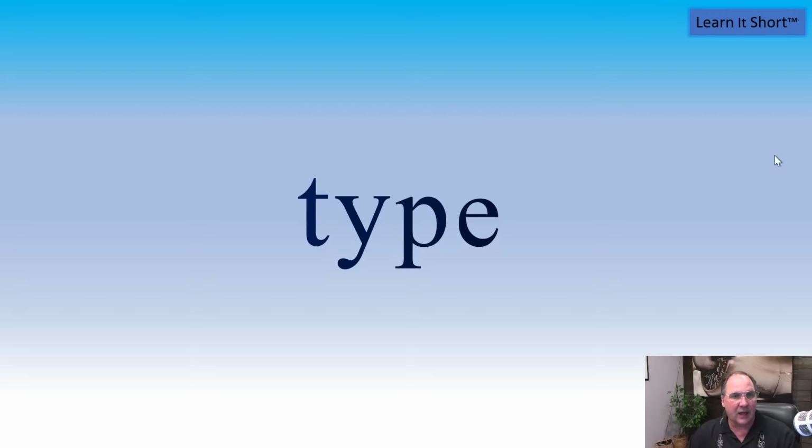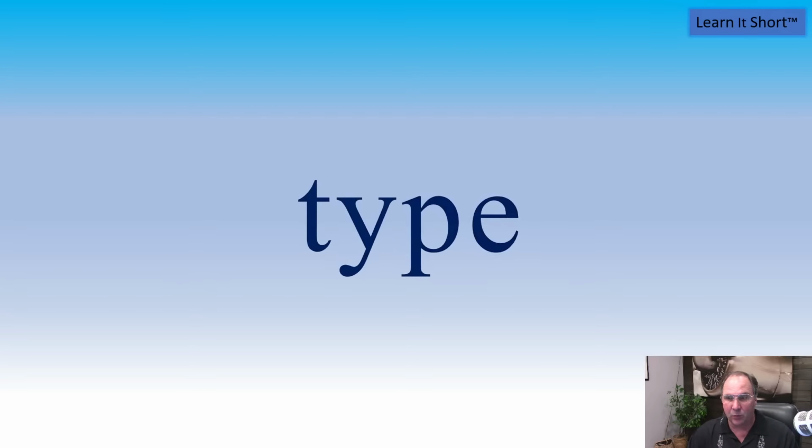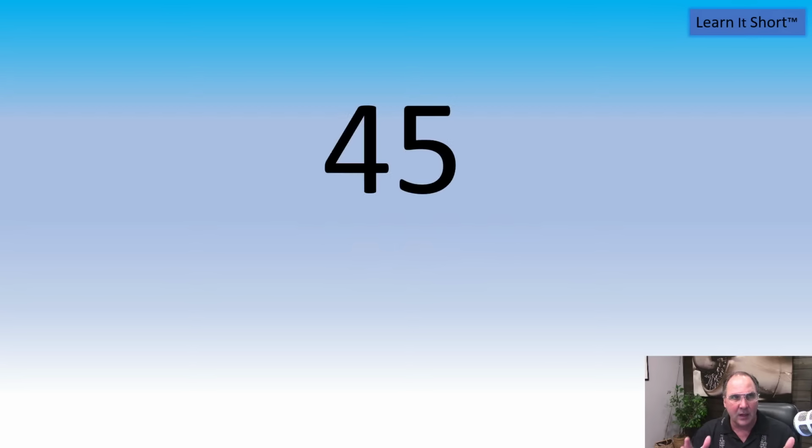So understanding type is going to be critical, essential to your understanding of how to make things work in your C++ world. Let me give you an example of what I mean. So what do you see here? You see the number 45. Well, or is it the number 45? Maybe it's something else. If you just saw that, what would you say about it, before you knew anything else?